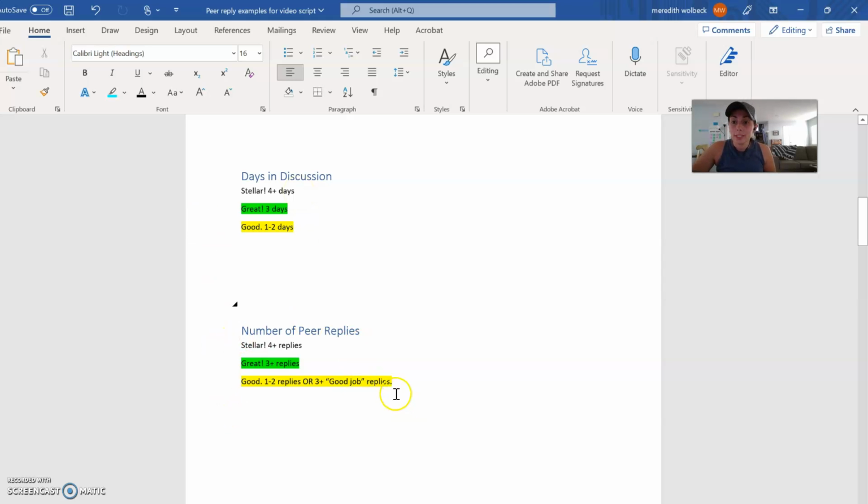Number of peer replies, you earn points as well on the discussion rubric for number of peer replies. 1 to 2 replies is a good amount. You will get some points deducted, but it is a good amount. 3+ peer replies that only say, good job, I agree, are also going to be considered good. You may not earn full credit even if you make 3 peer replies, but they just say good job and they don't talk about what the classmate had written about. You won't earn full credit. A great number of peer replies would obviously be 3+ replies that say more than good job. And then stellar, of course, would be 4+ peer replies. Again, I'm content if you make 3 great replies, but if you want to make more, that's excellent.